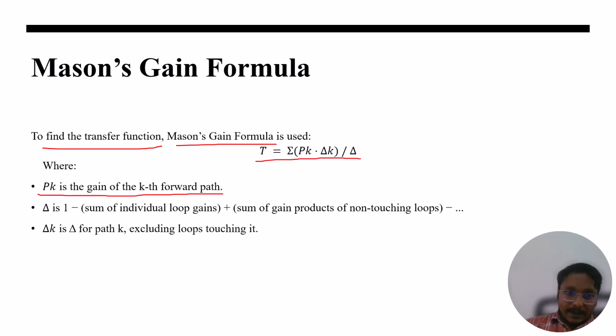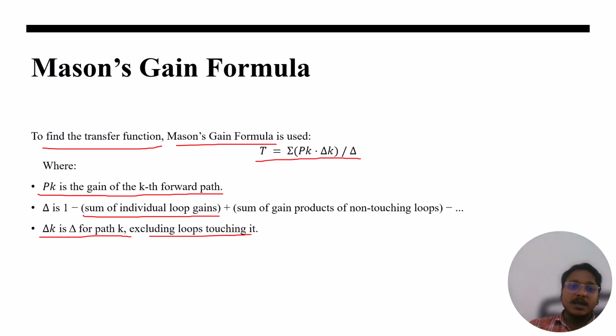Delta k is the delta for path k. Delta is a determinant, computed excluding the loops touching that path. Then what is delta? Delta is 1 minus the sum of individual loop gains. Individual loops have their own gains.